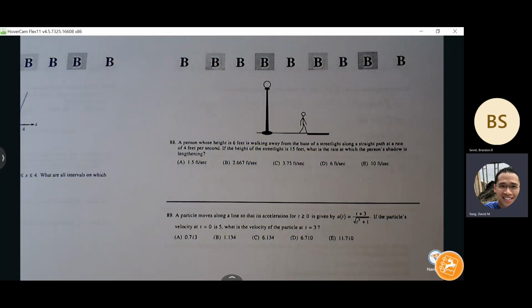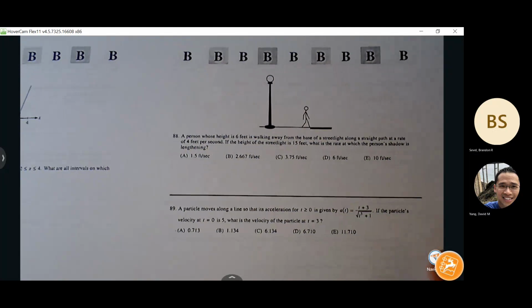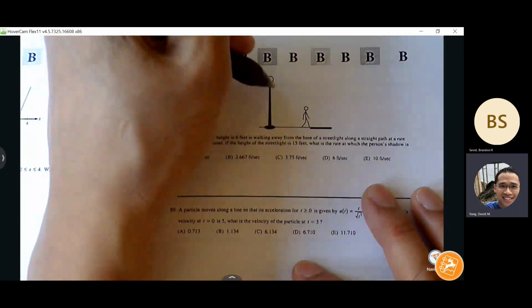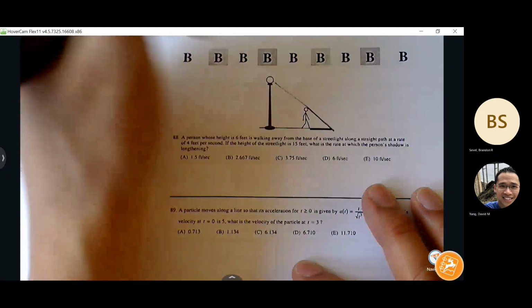Okay, we got the shadow problem here. So we can create a triangle within a triangle.